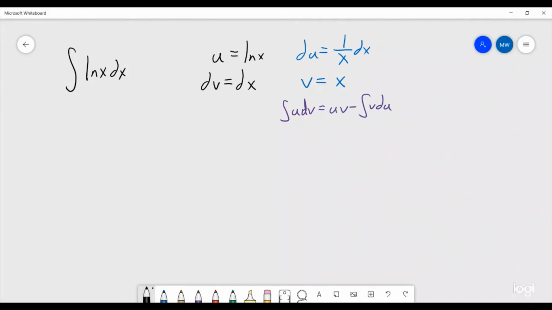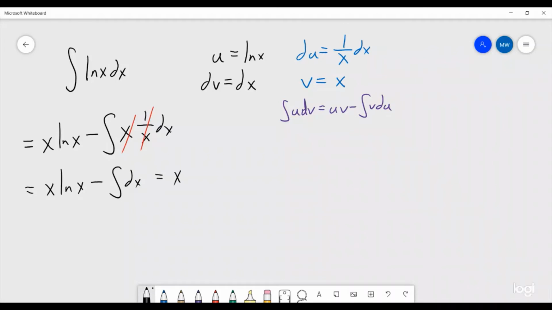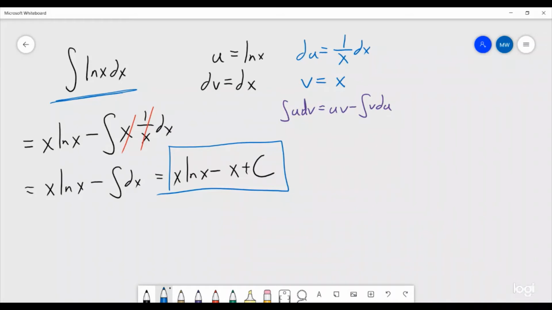That tells us that the integral of the natural log of x dx is uv, so x ln of x, minus the integral of v times du, so x times 1 over x dx. Those cancel, and so we are left with x ln of x minus the integral of dx. This is x ln x minus x plus c. So this is the integral of the natural log of x. We can't do it directly, but we can do it using integration by parts. Let's do another example.